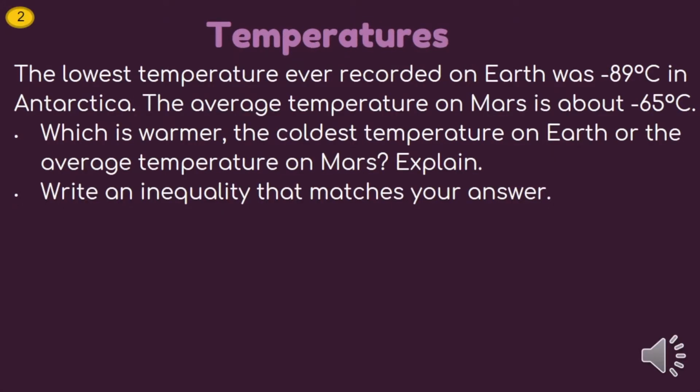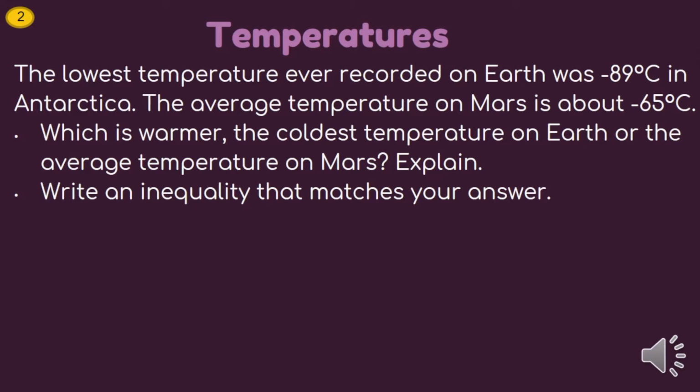Our second problem for today deals with temperatures. Let's read the problem together. Are you ready? Let's go. The lowest temperature ever recorded on Earth was -89 degrees Celsius in Antarctica. The average temperature on Mars is about -65 degrees Celsius. Which is warmer, the coldest temperature on Earth or the average temperature on Mars? Explain. Write an inequality that matches your answer.